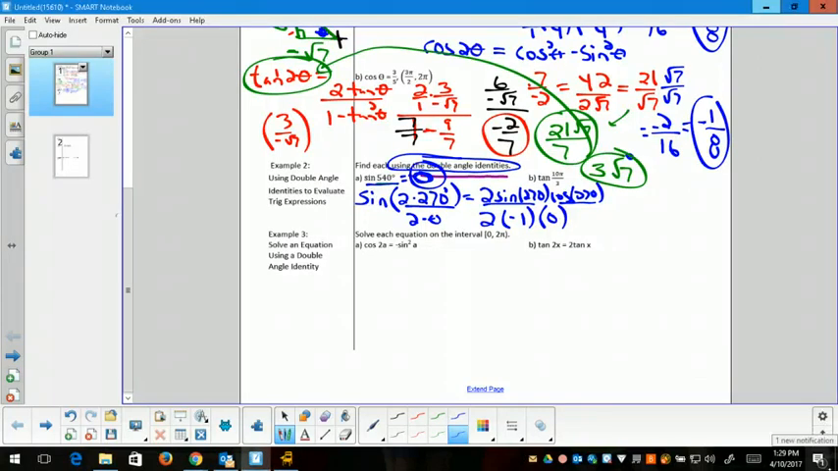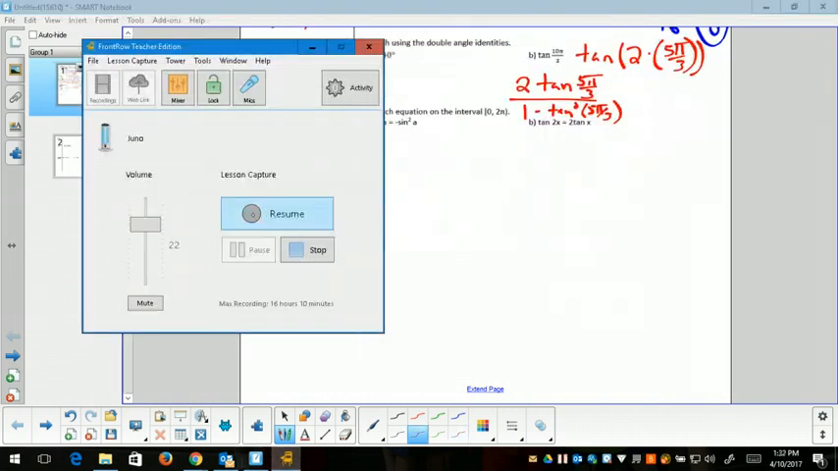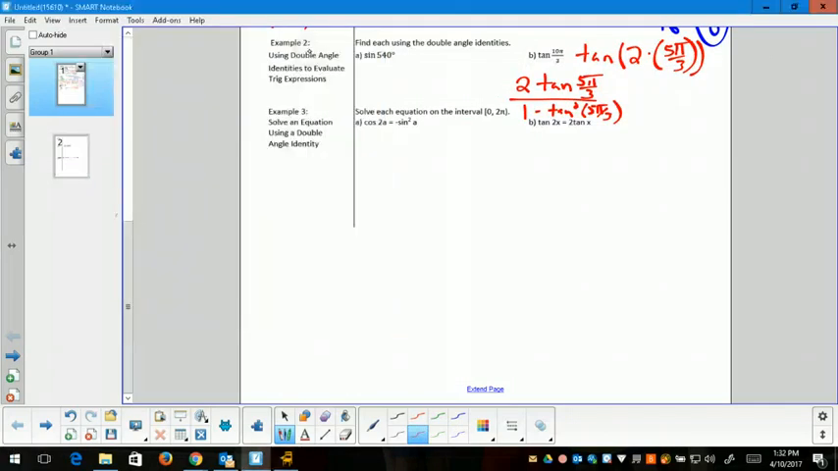All right, go ahead and take a second to try letter B. What's on the bottom of that 2 times 270? Right here? No. Up here? No. Right there. That's 2 theta. I wrote 2 times theta. If you got square root of 3, then you have the correct answer.